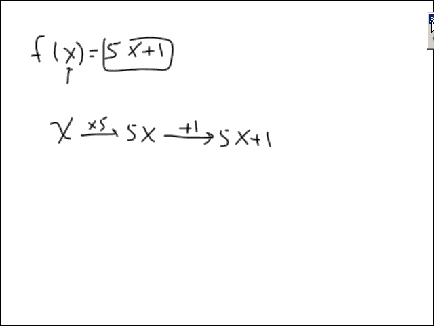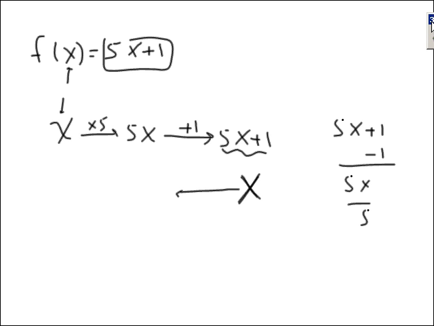Well, how would you get back the inverse? Call this big X. That's what's in your calculator now. You took a number in your calculator, you multiplied it by 5, and you added 1. Well, if you have 5x plus 1, and you take away the 1, you'll have 5x.